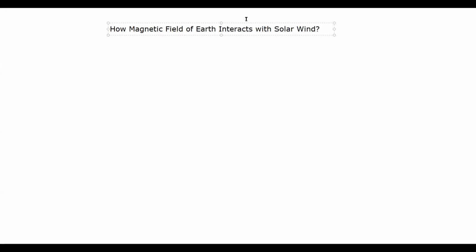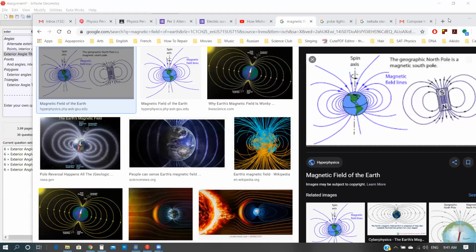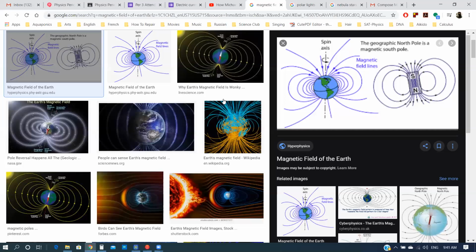So let's see. I'm going to share the screen with you in a moment. I'm going to show you something that usually we draw for the magnetic field of Earth, right? And then we will see how it's actually supposed to look. So let's see. I'm going to put this here. This one. So I'm going to share the screen. If you're looking at the screen right now, you should see on the right side the magnetic field of Earth.